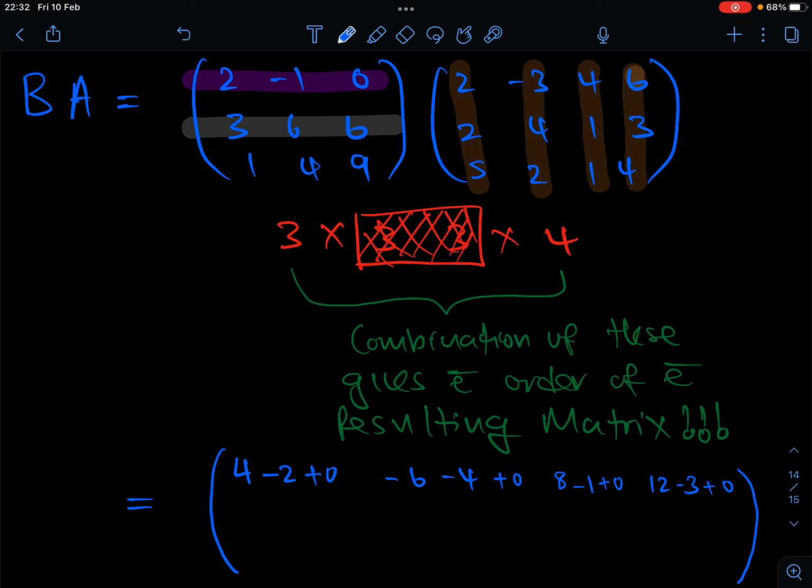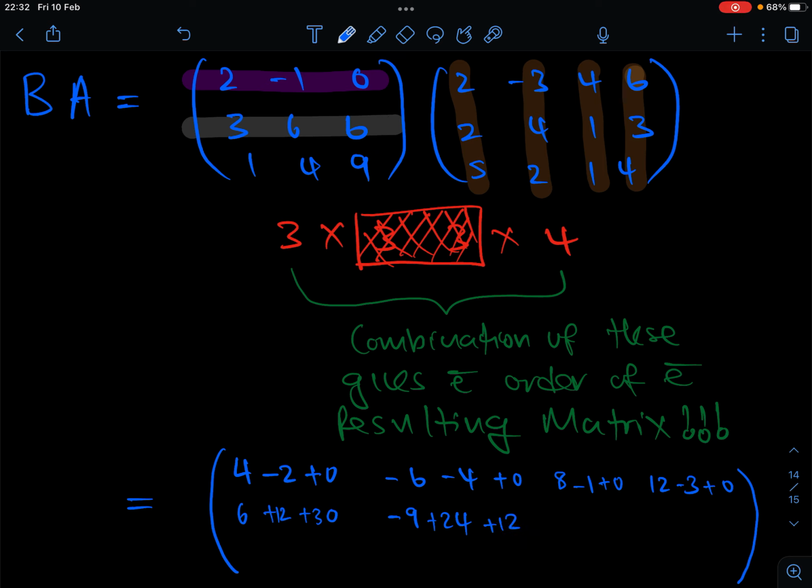So I say 3 by 2 because I'm using the first column of the second matrix. I get 6. Then I say 6 by 2, I get 12. Then 6 by 5, I get 30. Then I'm done with the first column in the second matrix. I move to the next one. So I say 3 by 3, which gives me negative 9. 6 by 4, which gives me plus 24. Then 6 by 2, which gives me 12.